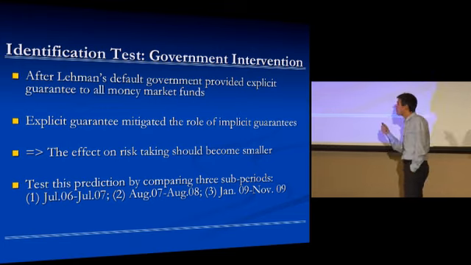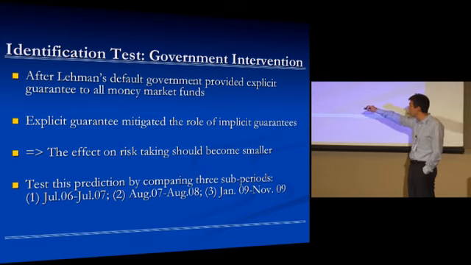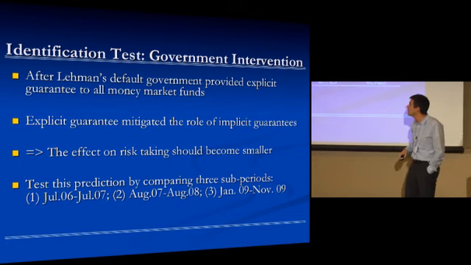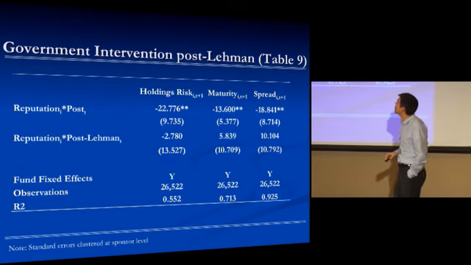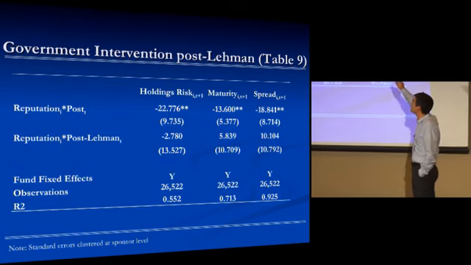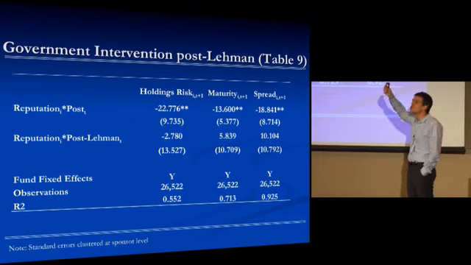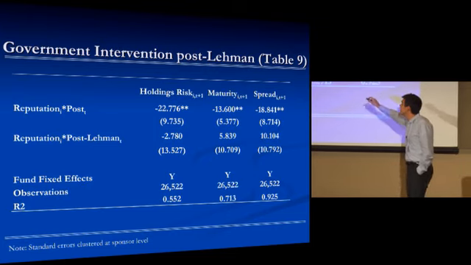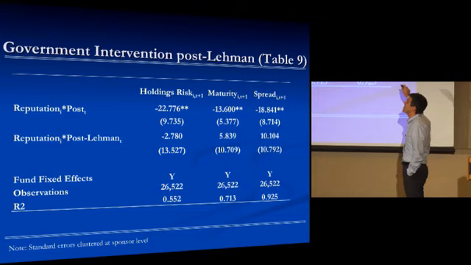So we're going to look at sort of 3 periods, our previous pre-period, our post-period, and then we're going to look at a post-Lehman period. Okay? And when we do that, we find, well, our results are there in this post-period. So that's August 2007 to August 2008. But if you look in the year after Lehman, when this guarantee was in place, we don't find these results anymore.